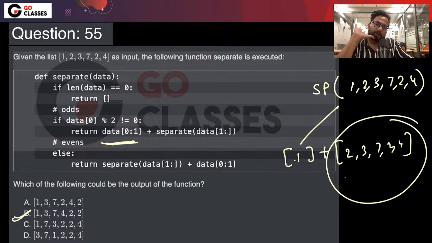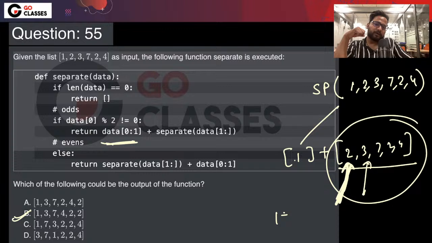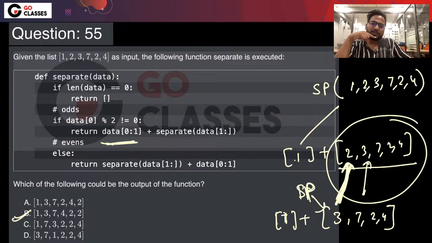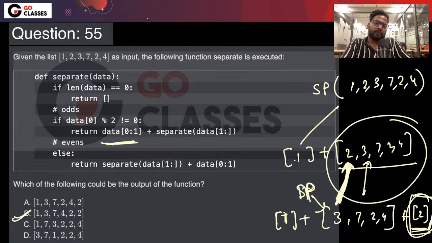If it is even, you take the recursive call from 1 onwards, and then plus 0 1. For this particular call, this is 0, this is 1. From 1 onwards you will be returning, so 3 7 2 4 you call the recursive call on this, and then plus 0 1, which is 2. So 2 will be at the end. If it is even, you put that even number at the end, right? So maybe you can now understand. This is an interesting question, by the way.